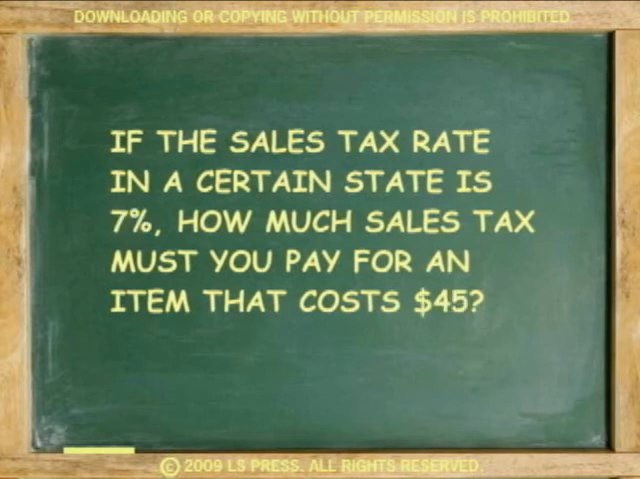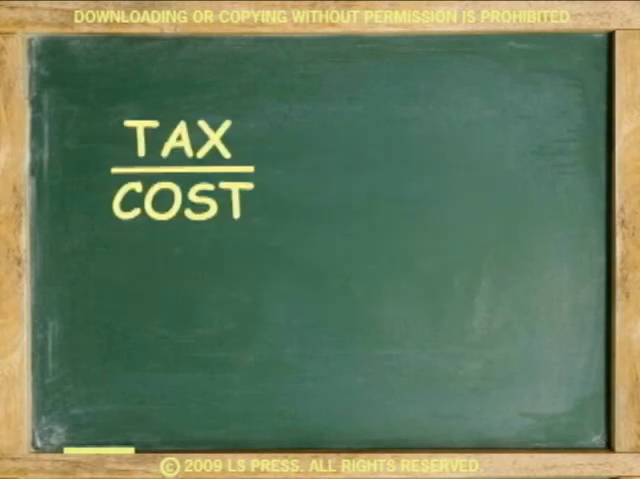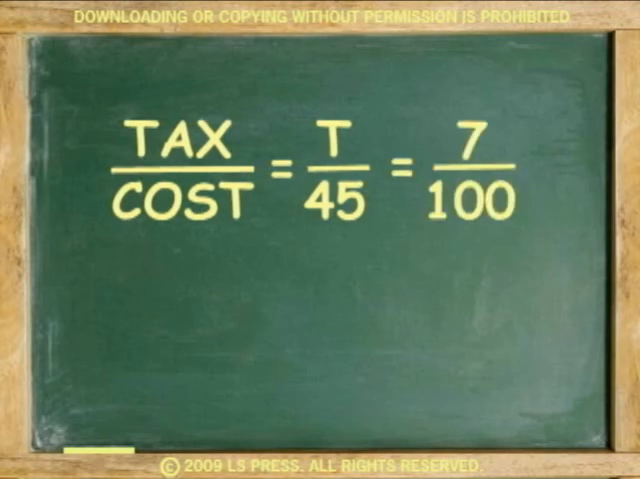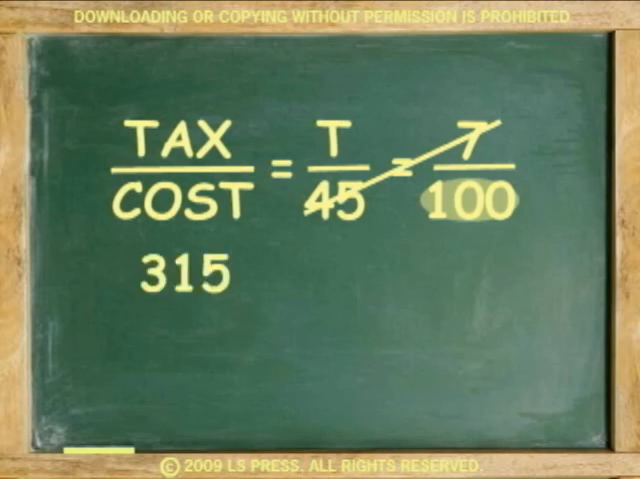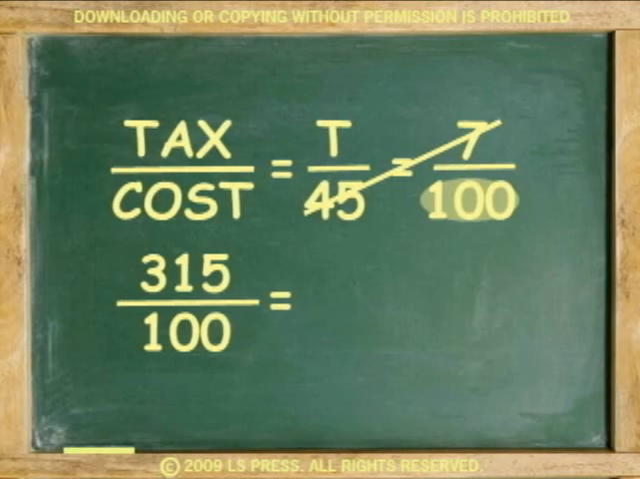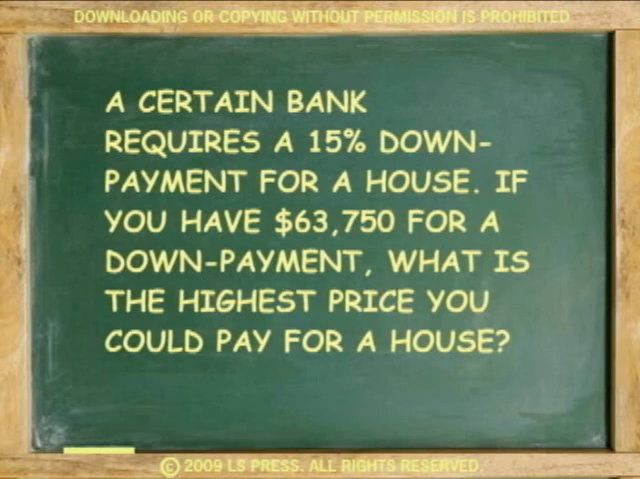So the starting ratio calls for tax over cost equals T over 45 equals 7 over 100. Multiply and divide. 45 times 7 is 315. Divided by 100 equals the answer of $3.15. One more example. A certain bank requires a 15% down payment for a house.